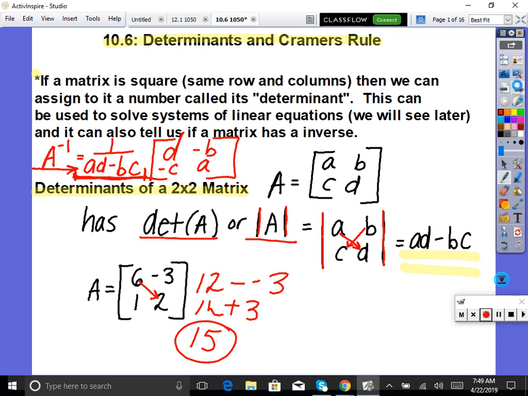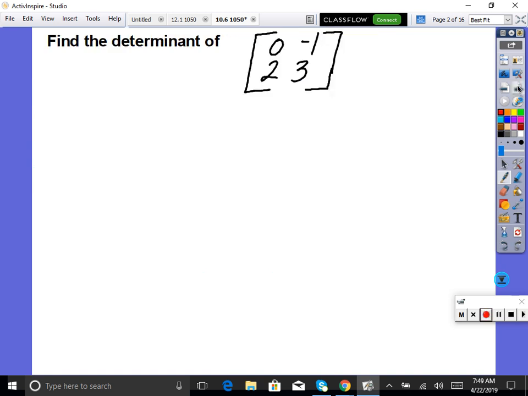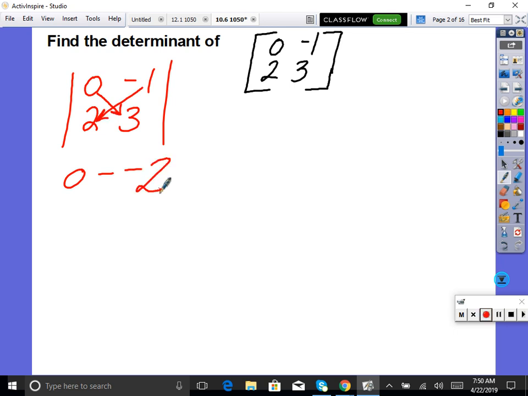Right here, really what I should do is get in a better habit. I'm going to try really hard to focus on doing this. It says find the determinant. Anytime you're asked to find the determinant, you would rewrite it with the straight lines, because that's the sign that you're finding the determinant. So now we do the formula: 0 times 3 is 0, minus negative 1 times 2, minus negative 2. So our determinant is 2.